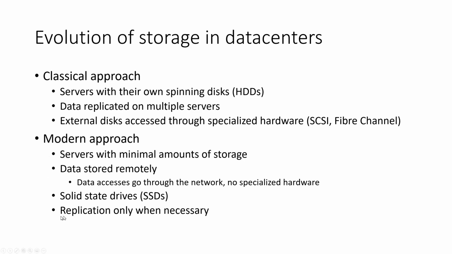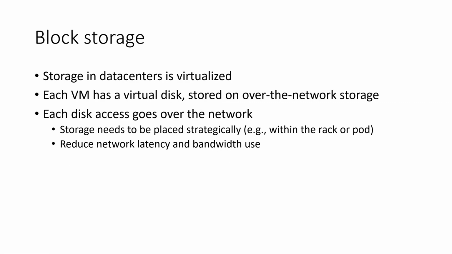And now, because the data is centralized in servers that have disks, we only replicate when necessary. So we might replicate to protect against data losses when disks fail, but we don't need to replicate data across many servers. And this network storage is virtualized. So when we create a VM on the cloud, each VM gets a virtual disk, and this virtual disk is stored over the network. So every time the virtual machine stores something on the disk, this disk access goes through the network.